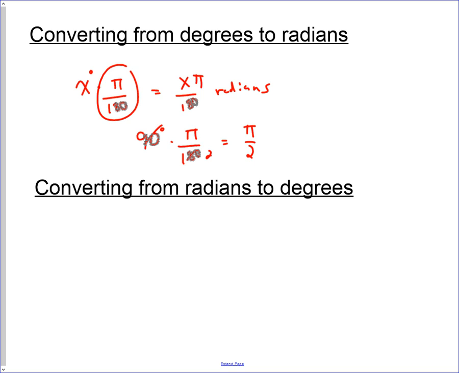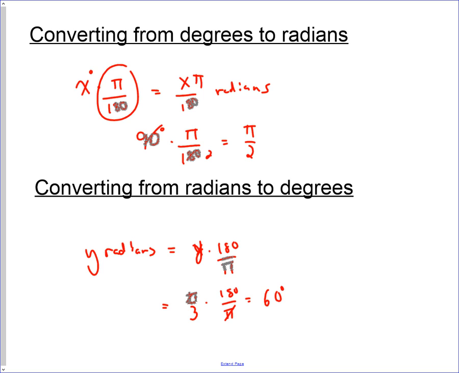If you want to go the other direction, you do the same thing we always do when we go the other direction, and that is we multiply by the reciprocal. So y radians is equal to y times 180 over pi degrees. For instance, if I have pi over 3 and want to convert that to degrees, I multiply it times 180 over pi, and that gives me 180 over 3, which is 60 degrees. So pi over 3 radians is equal to 60 degrees.